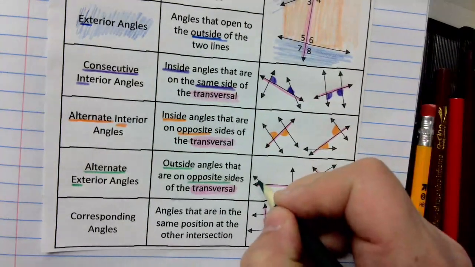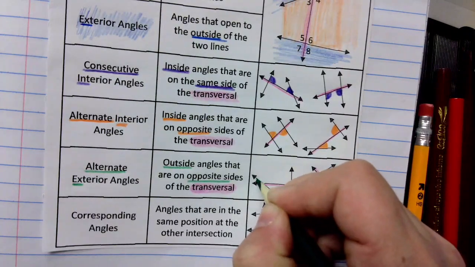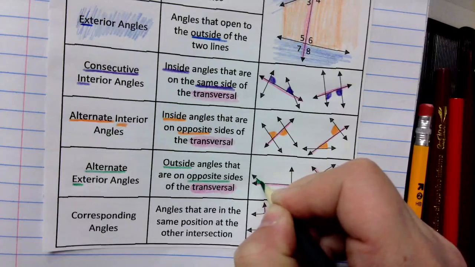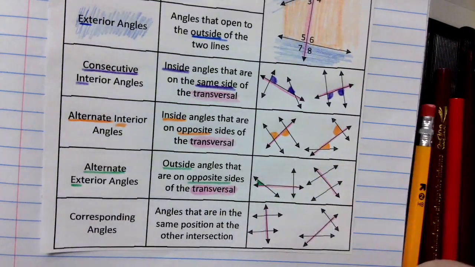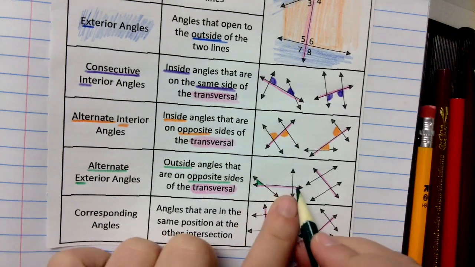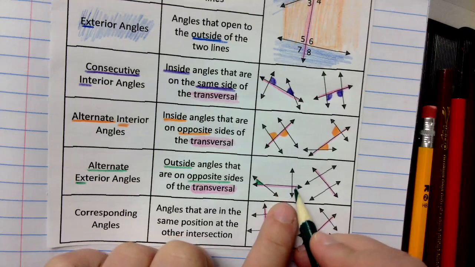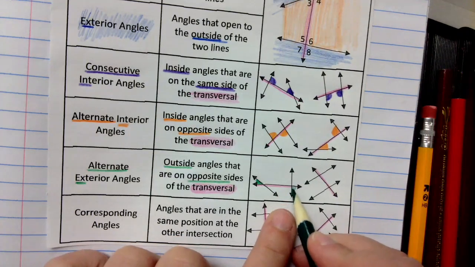So if I pick this angle, this teeny tiny one, I just like that angle because it's easy to color in. That's on the outside of the two lines, so they're looking out. But that one's on top, so where is the alternate one going to go? On the bottom, but on the outside, the other side. So I'm going to move to this other one. I'm going to be on the outside, and I'm going to go on the bottom because it's alternate.